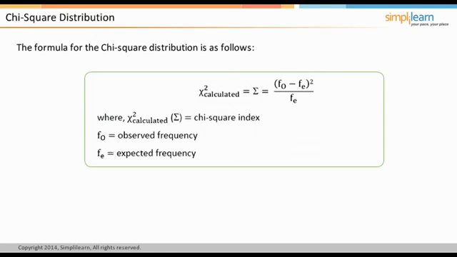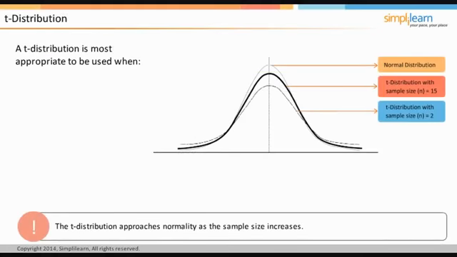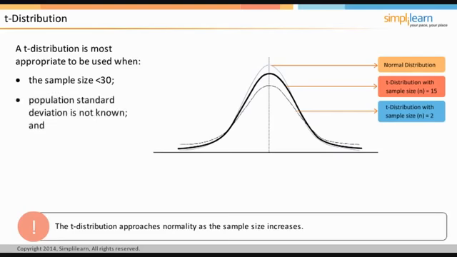Let us proceed to the next screen to discuss t-distribution. The t-distribution method is the most appropriate method to be used in the following situations. When you have a sample size of less than 30, when the population standard deviation is not known, when the population is approximately normal. Unlike the normal distribution, a t-distribution is lower at the mean and higher at the tails as seen in the image.